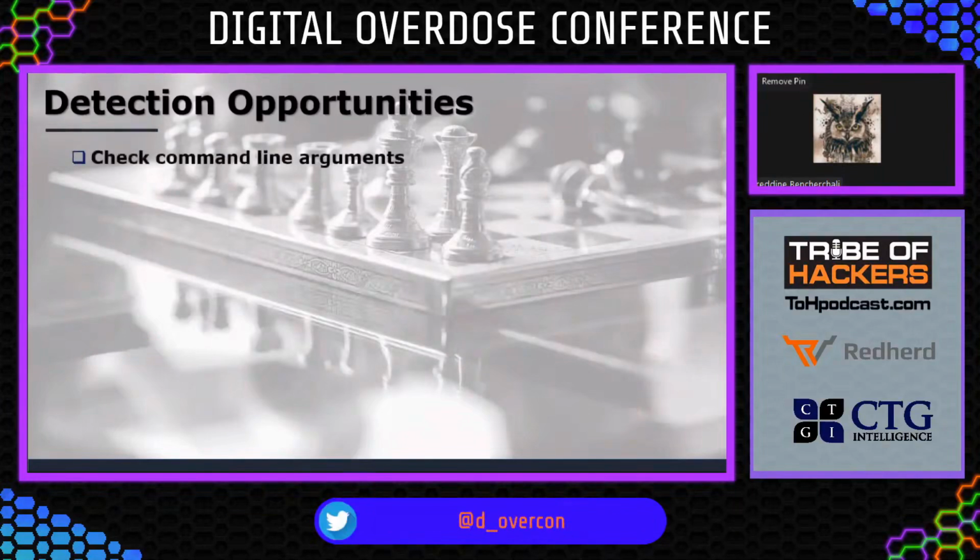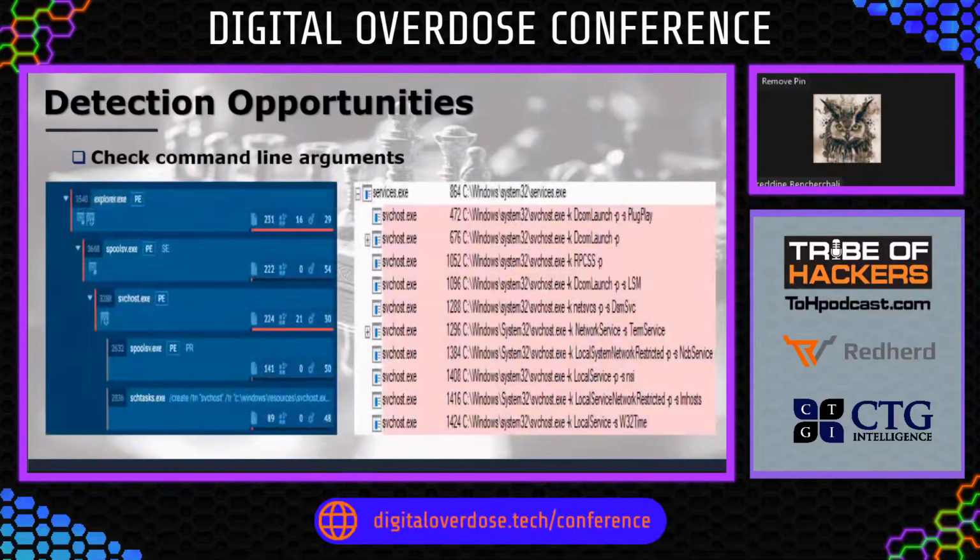Next, check the command line arguments. So if we take a little example here, we have the svchost process. On the left-hand side, we have a screenshot from the ANY.RUN sandbox of a malware sample executing svchost. On the right-hand side, we have a screenshot from a Windows machine executing svchost. So if we take a look, there is a glaring difference.